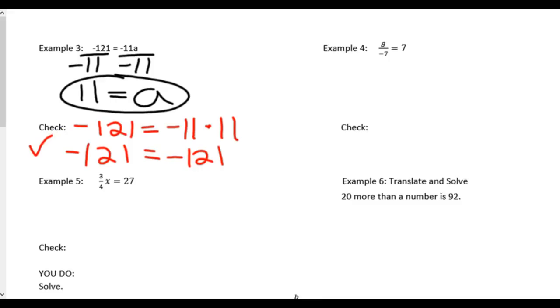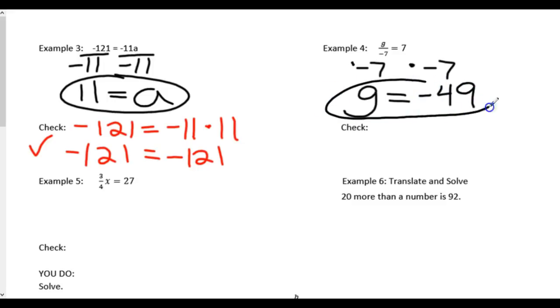A couple more together. G is our variable, divided by negative 7 equals 7. So right now we're dividing, so to undo, I'm going to multiply on both sides by that negative 7, to keep the balance. Negative 7 times the divided by negative 7, excuse me, leaves our G all by itself. And 7 times negative 7 is going to give us negative 49. So our answer came out to negative 49.